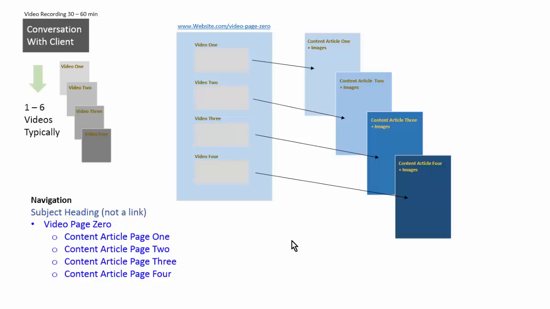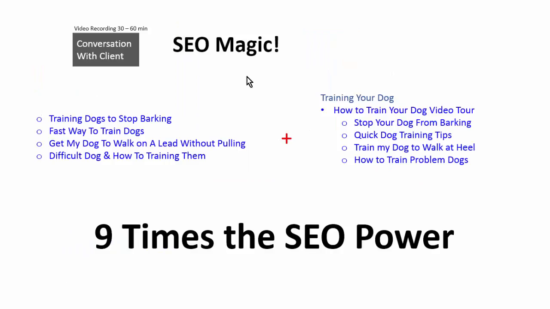Let's put a little bit more meat on this bone and understand it a little bit more. This is where the SEO magic happens, because if we're creating a page, and I'm going to use training your dog as the concept here, we would have a page normally about training a dog and we put a bunch of content on it, and that's good as far as it goes.